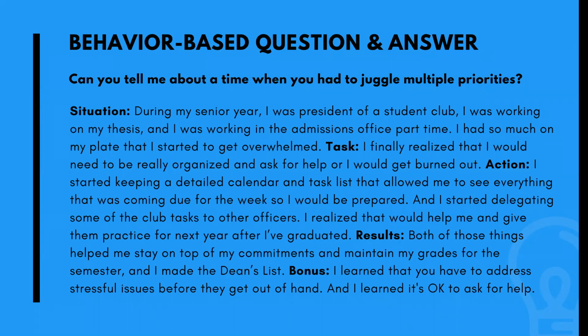So I started keeping a detailed calendar and task list that allowed me to see everything that was coming due for the week so I'd be prepared. And I started delegating some of the club tasks to other officers. I realized that it would help me and give them practice for next year after I've graduated. And both of these things helped me stay on top of my commitments and maintain my grades for the semester. And I made the dean's list.